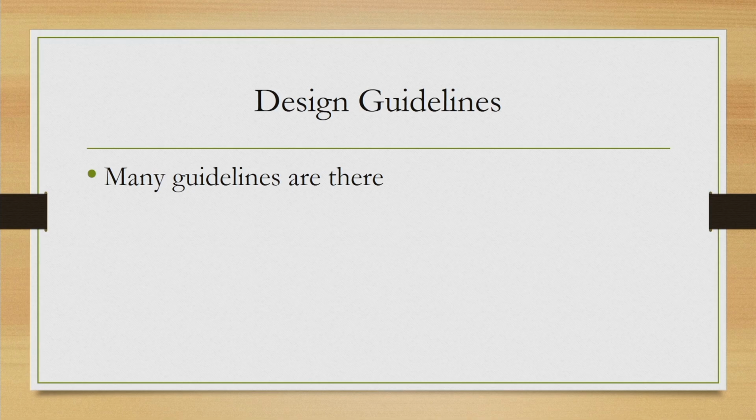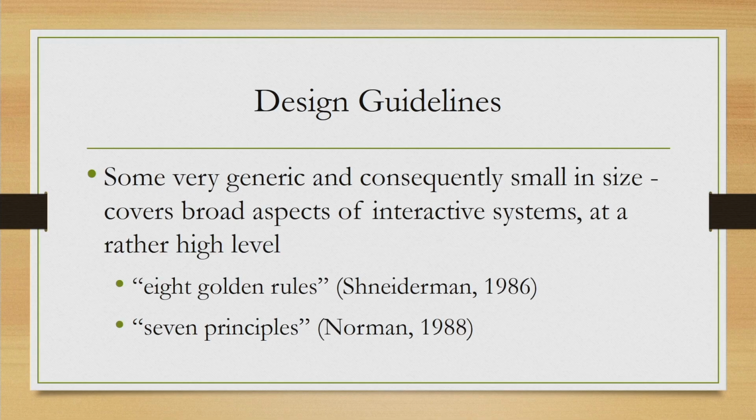Now, there are many design guidelines, which is expected. Some are very generic ones. Now, these generic guidelines have the characteristic that they are small in size. That means the number of guidelines is actually very small because they are generic. So, they basically cover the broad aspects of interactive systems at a rather high level. A couple of examples are the 8 golden rules of Shneiderman proposed in 1986, or the 7 principles proposed by Don Norman in 1988. There are many more such generic sets of guidelines, of course, but these two are quite popular or were quite popular.